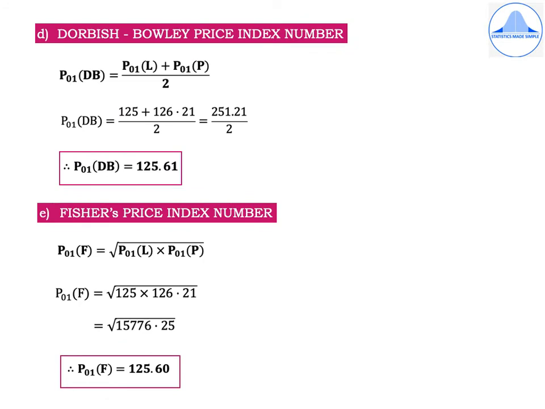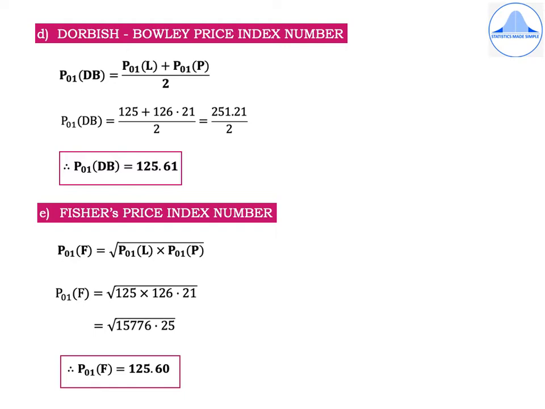Fourth subdivision, Dorbish-Bowley price index number. So Dorbish-Bowley price index number is the arithmetic mean of Laspeyres and Paasche's price index numbers. So P01 of DB is equal to P01 of L plus P01 of P divided by 2, which is equal to 125 plus 126.21 divided by 2, or P01 of DB is equal to 125.61.